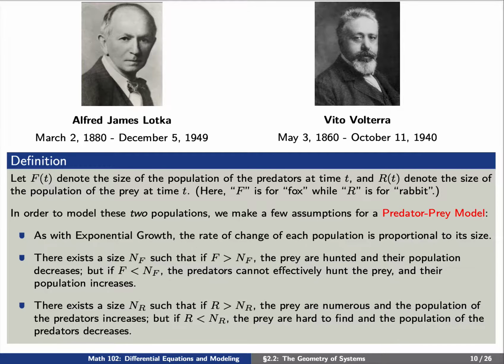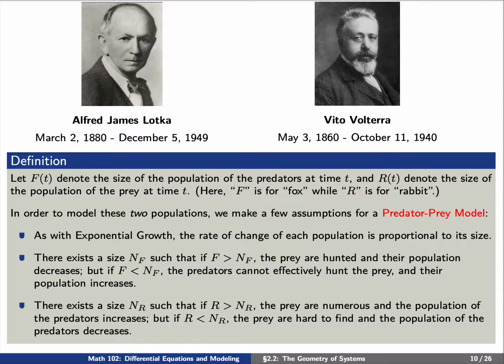The American biophysicist Alfred Lotka and independently the Italian physicist Vito Volterra were interested in populations and came up with a system of equations that models these two competing populations. Let's denote f of t as the size of the population of predators at time t, and r of t the size of the population of the prey at time t. Here, intuitively, f stands for fox, where r stands for rabbits.